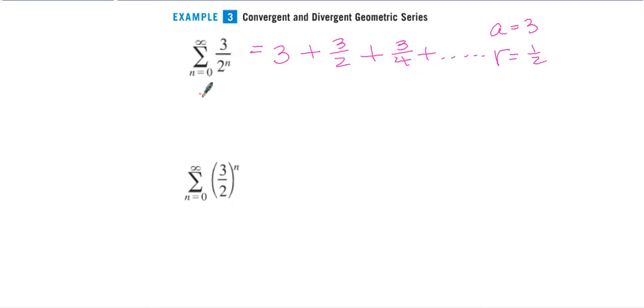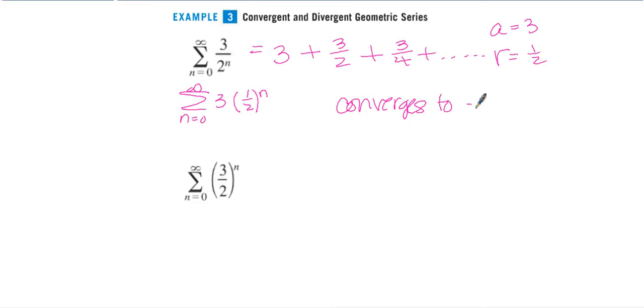Another way to write this, n equals 0 to infinity, we could have written this as 3, pull the 3 out in front because it's not to a power, and then 1 over 2 to the n is the same as 1/2 to the n. And then you could recognize that a is 3 and r is 1/2. So yes, this does converge.